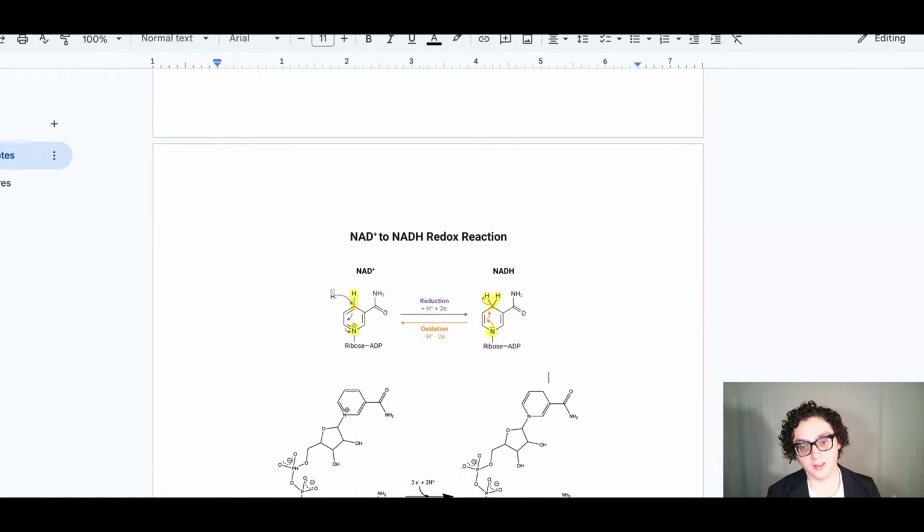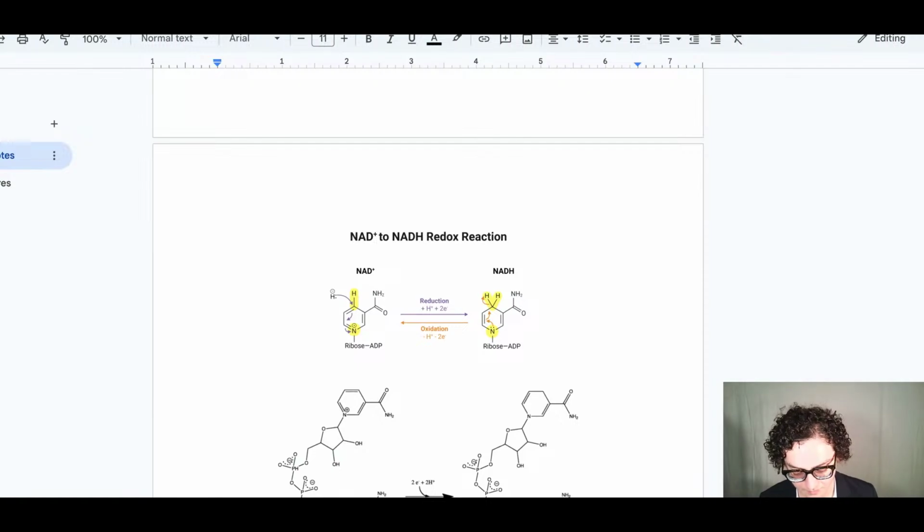through the electron transport chain. At the end of the electron transport chain, we donate those electrons to oxygen, which is the final electron acceptor. That's an important fact to know for the MCAT. And that is the process by which we start to produce a lot of ATP.